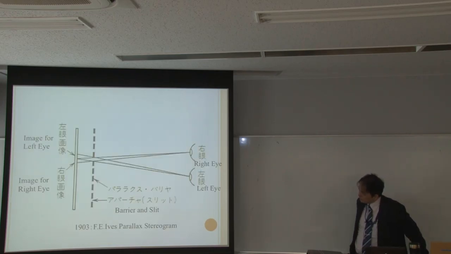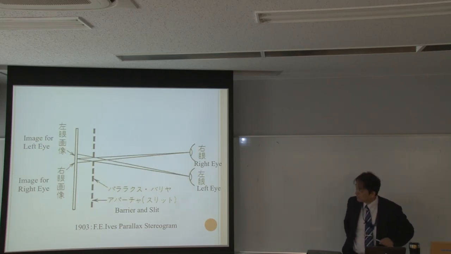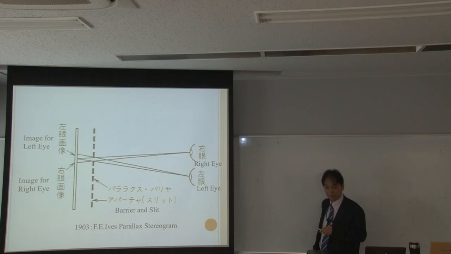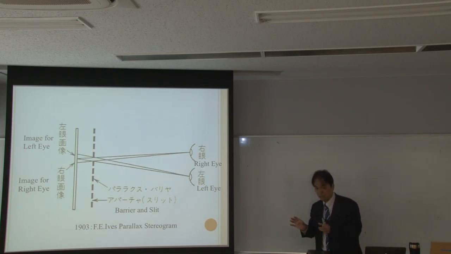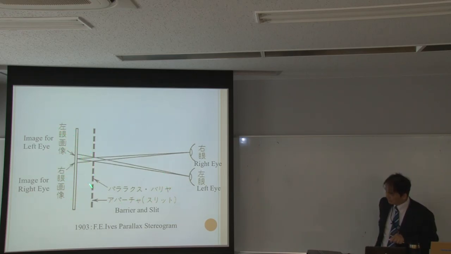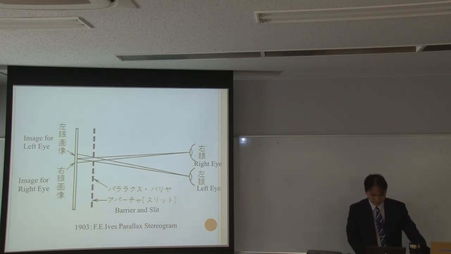About 100 years ago, in 1903, Ives invented the parallax stereogram. This kind of principle is still used now. For example, the Nintendo 3DS, a parallax barrier type, is based on this principle. The right eye sees only this part, this part, this part, and the left eye sees only this part. That means the left eye image and right eye image are separated. In other words, the right image and left image are integrated in this plane. This is the parallax stereogram.